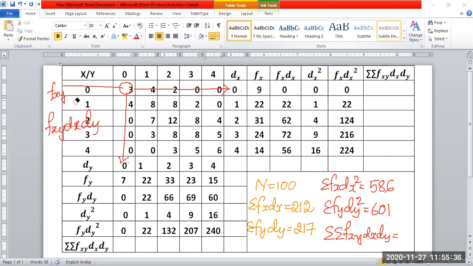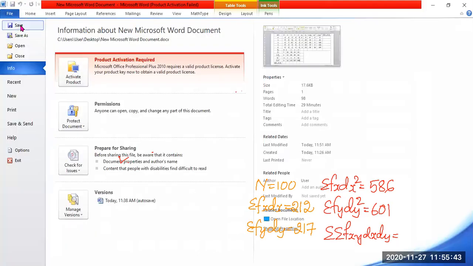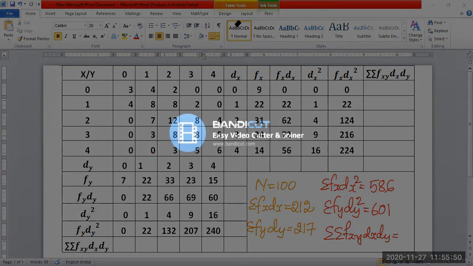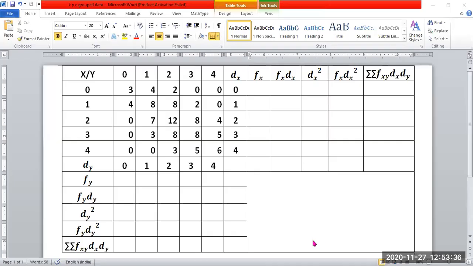Okay, let me go for the calculation. It's important, guys. Listen carefully. Okay. Now we'll go to the calculation part. After completion of table, we'll go to the next step, that is double summation fxy dx dy. How to calculate double summation fxy dx dy? Listen carefully now.